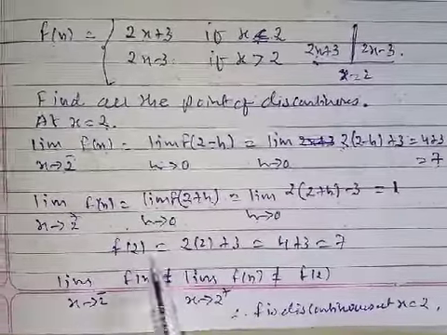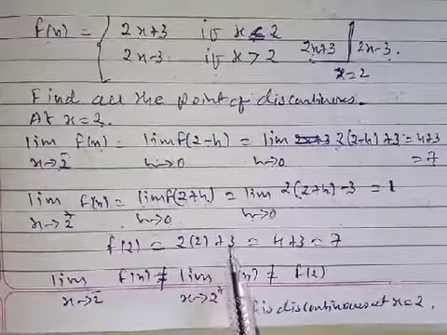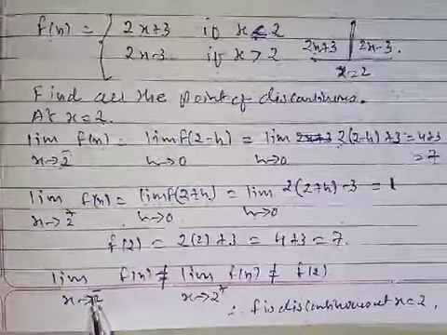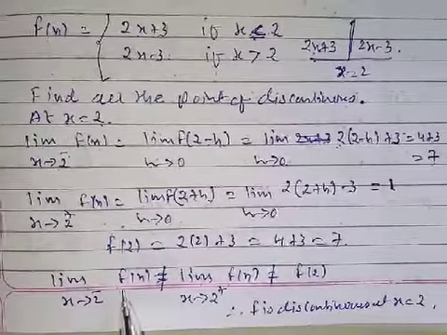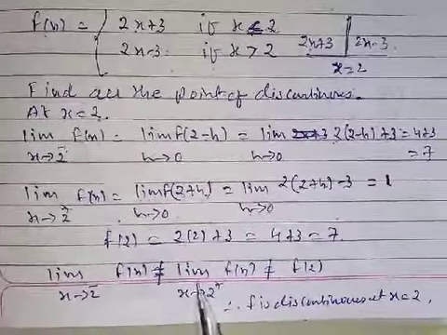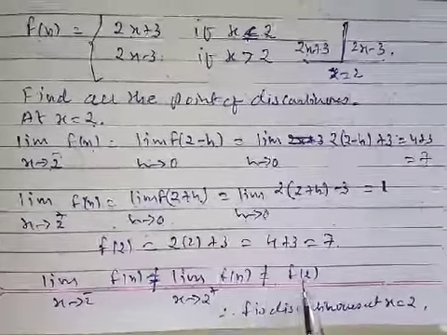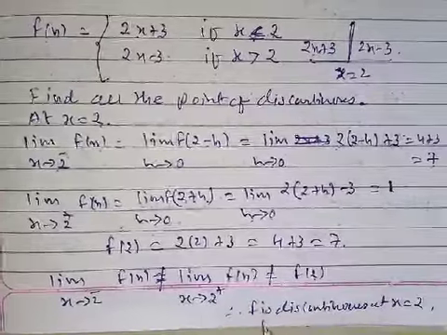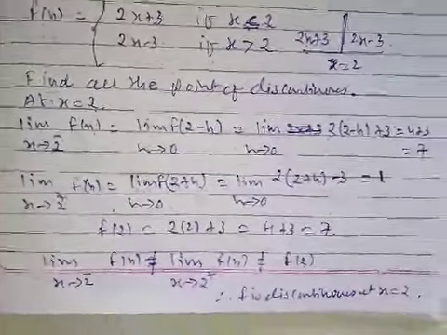So here we have to find f of 2 now. f of 2 is equal to 2 into 2, 4, 4 plus 3 is equal to 7. So we are saying that limit x tends to 2 minus f of x is not equal to limit x tends to 2 plus f of x, which is not equal to f of 2. So the function is discontinuous at x equal to 2.